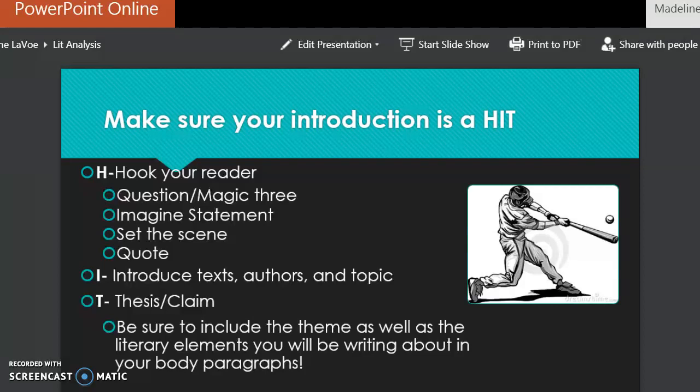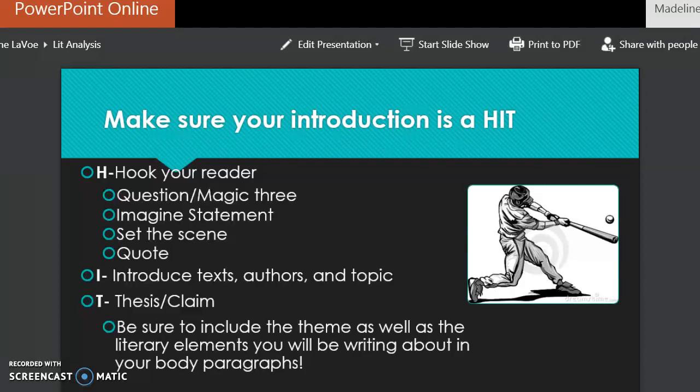Who could share one of those strategies with us? What is one way that you could hook your reader? May. You could ask a question. A question is a great way to get started. And when we wrote our first literary analysis on Gift of the Magi, we talked about challenging ourselves by making that question a magic 3. So maybe instead of just asking one question, you're going to start off by asking 3 questions to really hook your reader in.